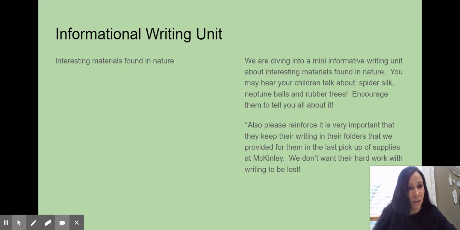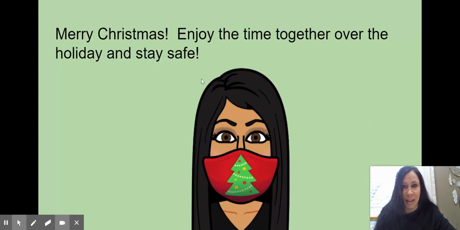Please also encourage them to keep their writing inside their writing folder and not to get it out or mess with it or play with it, because we don't want them to lose it. We want them to have it in their hands every time we meet and we're writing. So that's it for ELA.